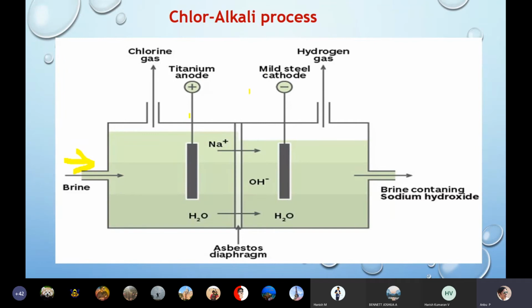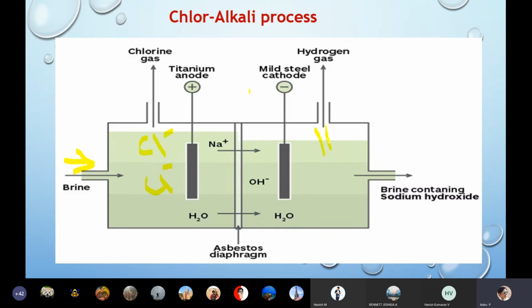So the chlorine gas will be collected at this end, and all the H plus will be collected near that cathode, because H plus is positively charged, so it should be attracted towards a negative charge. So remember, cations are attracted towards the cathode and anions are attracted towards the anode. So this releases the hydrogen gas.